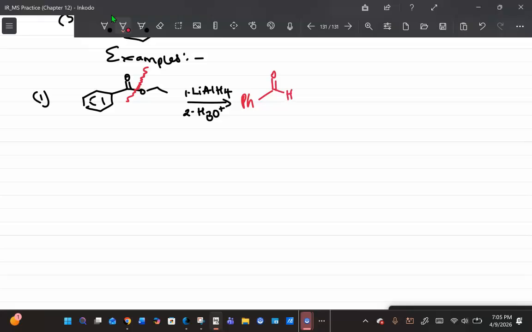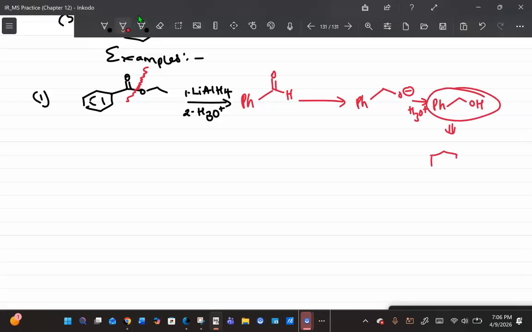So the first thing I expect to get is an aldehyde, but it doesn't stop there. It goes to the alkoxide, and it doesn't stop there. If there's no H3O plus, it will stop at the alkoxide. So it goes to the benzyl alcohol. You have the ring, the phenyl ring, and then you have OH. Most students will forget that carbon.